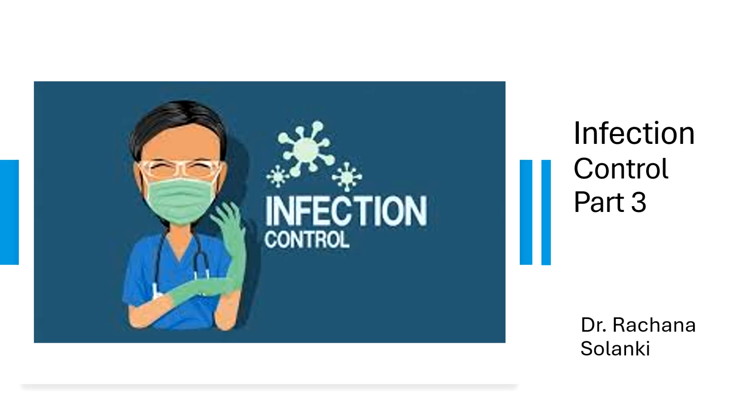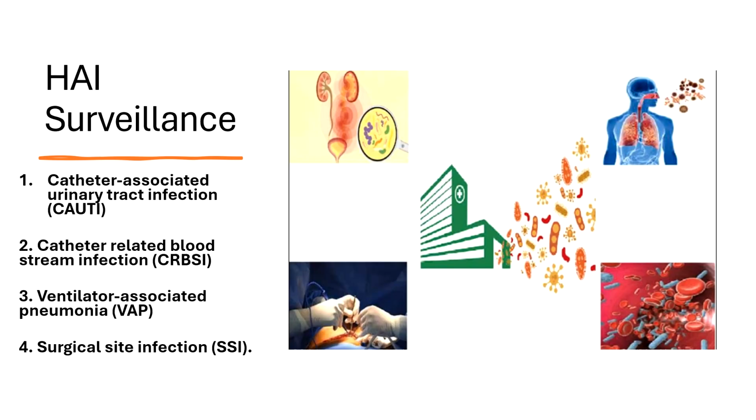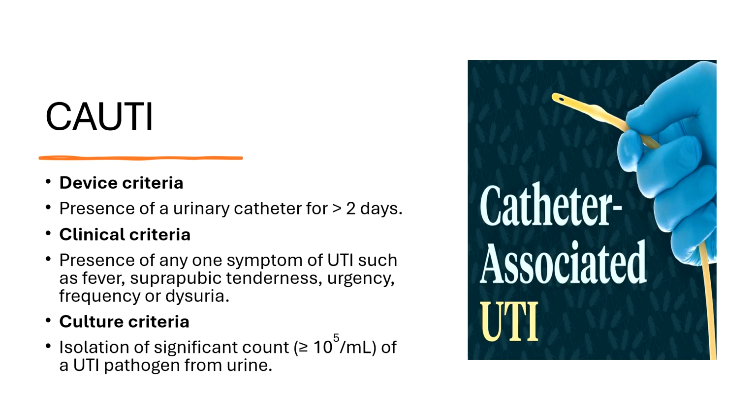In this infection control series, today's topic is HAI, that is hospital acquired infections. These are the infections that develop in a patient after 2 days of hospitalization. And in HAI surveillance, basically we check surveillance of the 4 different HAIs that are catheter associated urinary tract infection, catheter-related bloodstream infection, ventilator-associated pneumonia or ventilator-associated event, surgical site infections. So first we'll discuss regarding CAUTI, that is catheter-associated UTI.